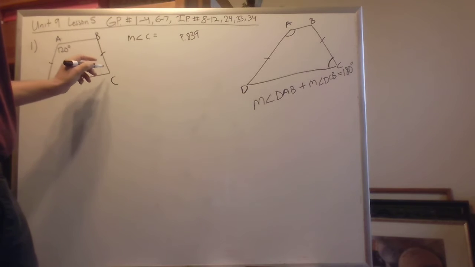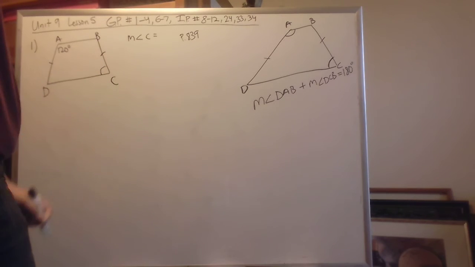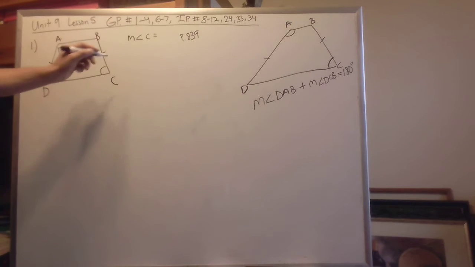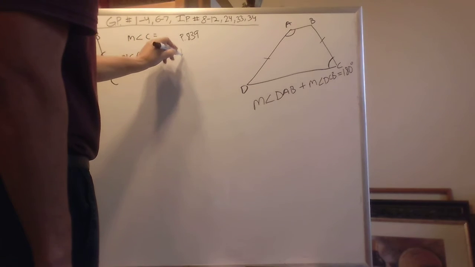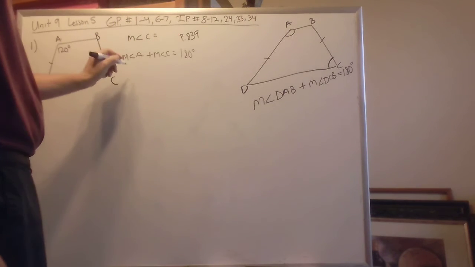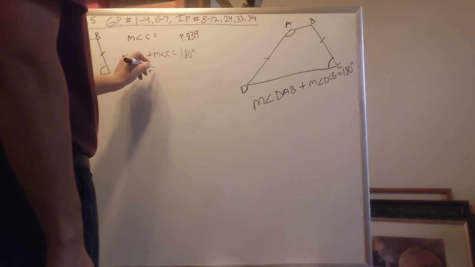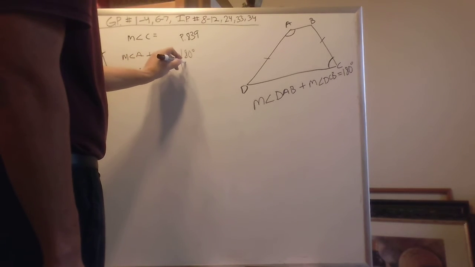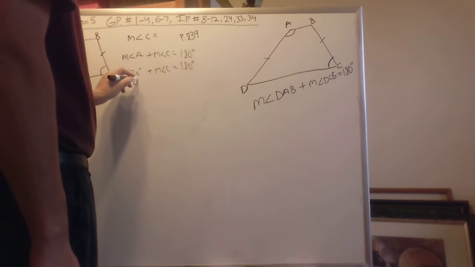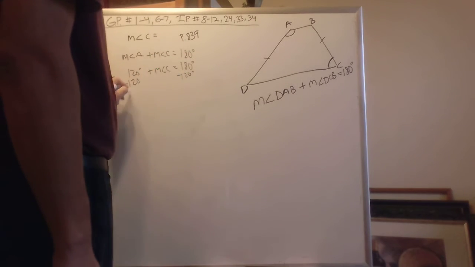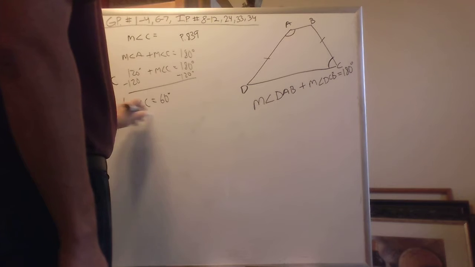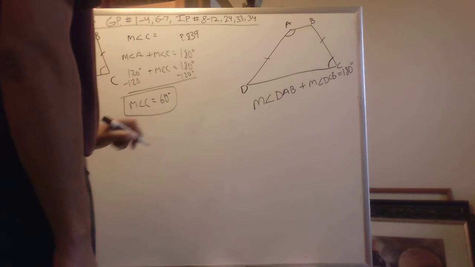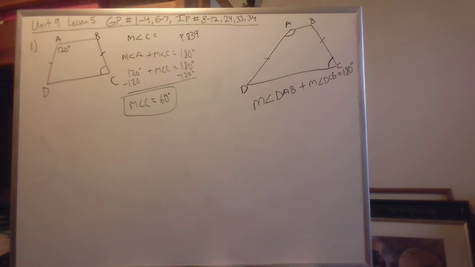So when we look at this, we're trying to find the measurement of angle C. And we know that the measurement of A plus the measurement of angle C equals 180. We're just going to plug in 120 for angle A, and then we're going to have the measurement of angle C equals 180 degrees, and then we're going to just subtract 120 degrees from both sides, and we're going to get the measurement of angle C equals 60 degrees. So that is the solution for number 1.